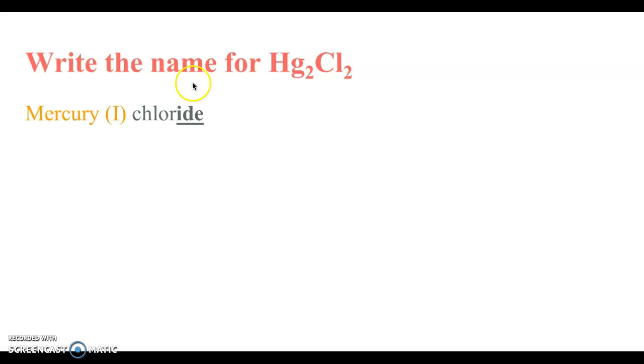Here's another one. So because these are a 2-to-2 ratio, you have -1 for chlorine usually, and a +1. You have 2 +1s for mercury, so it's mercury 1 chloride.